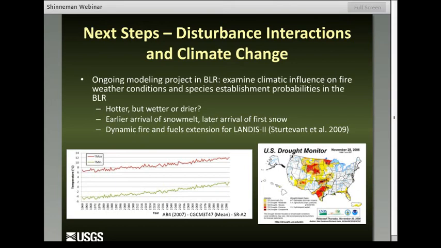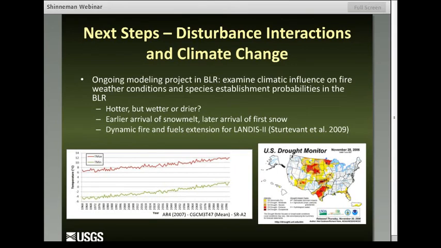The graph at left just shows, as you would expect, based on most climate change models, under a higher emission scenario, we can expect both high and low temperatures, and this is calculated for the Border Lakes region, to be on average about 5 to 6 degrees Celsius warmer in the future.